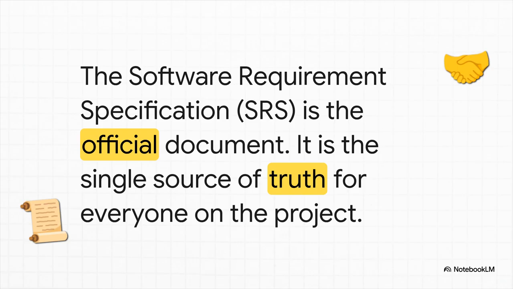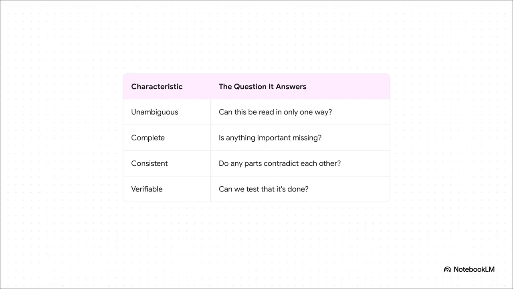You create the Software Requirement Specification, or SRS. This is it. This is the official blueprint for the project. It becomes the one document that everyone agrees on, the single source of truth that guides everything that comes next. But not all blueprints are created equal. A good one has to have these qualities.